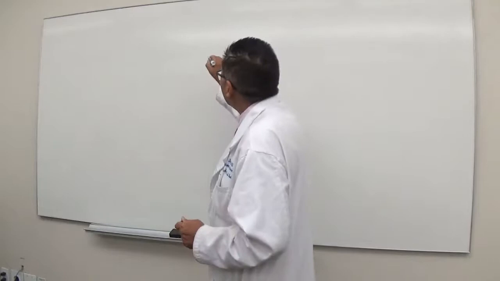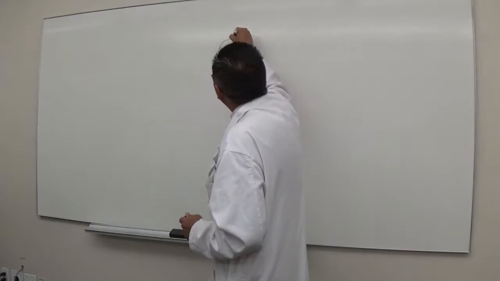Let's begin with chapter 15, which deals with blood flow. When you're dealing with blood flow, you have to review the blood vessels. What are the three layers of a blood vessel wall? Tunica intima, the second layer, tunica media, and then finally the tunica adventitia, the outermost.